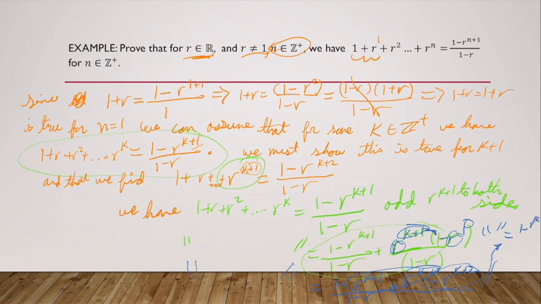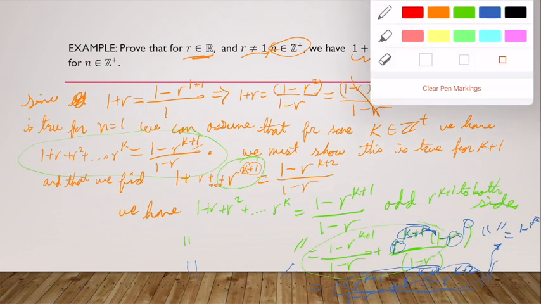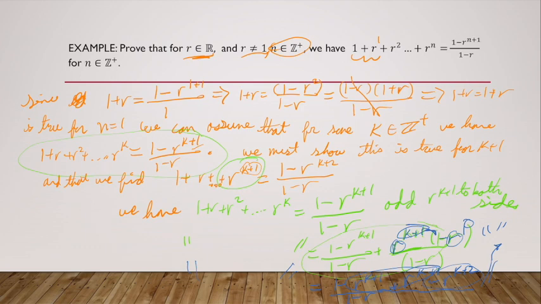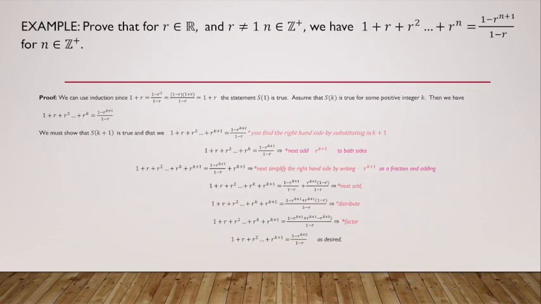Oh, it's so tiny. I need so much more room. Okay, this equals 1 minus r to the k plus 2 over 1 minus r, as desired. Thus, we have proven this second example. Here is the solution, all typed up very nicely, so you can see what we're doing.